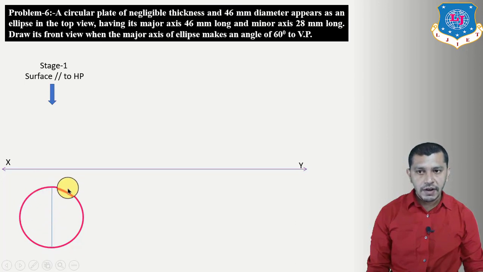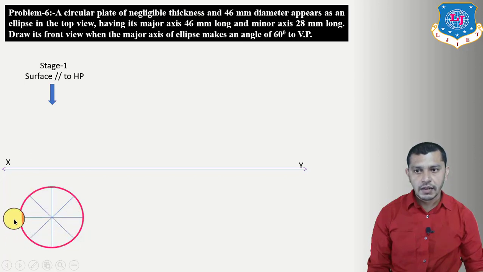Now divide the circle into 8 equal parts. Mark the points. This is A, B, C, D, E, F, G, H.